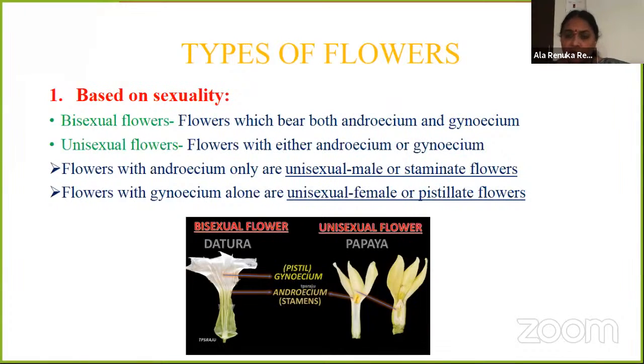In a typical flower, before the class, we start with the description of a typical flower, that is flower in general. That is a bisexual flower. It consists of four whorls, that is calyx, corolla, androecium, and gynoecium.